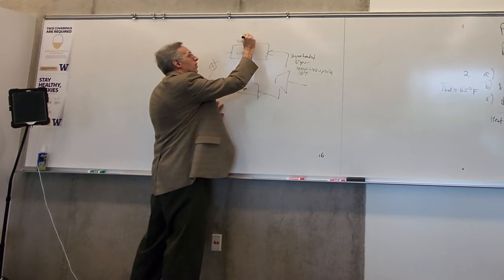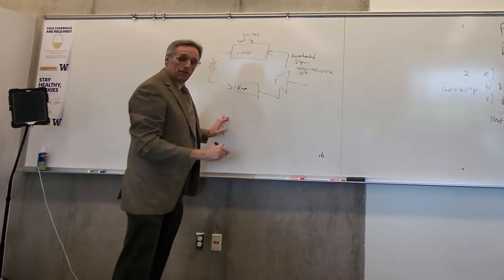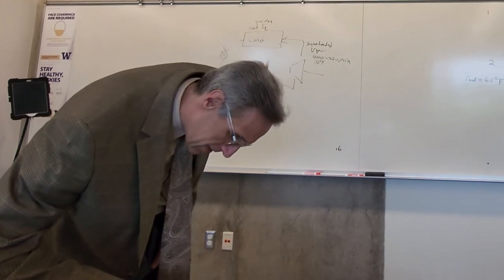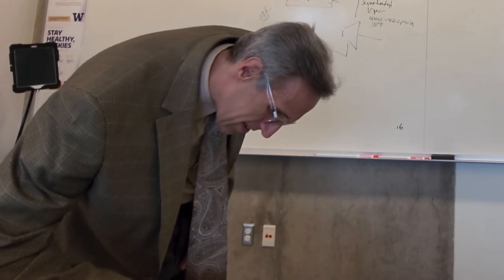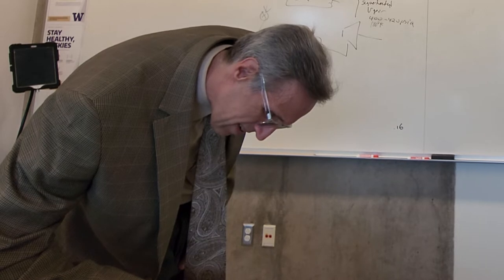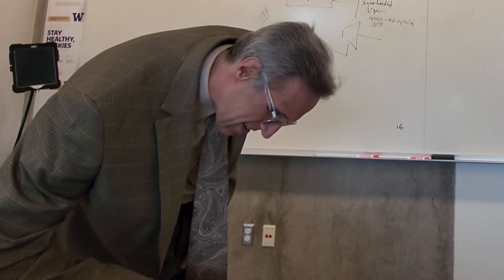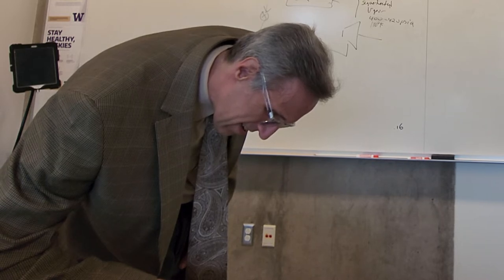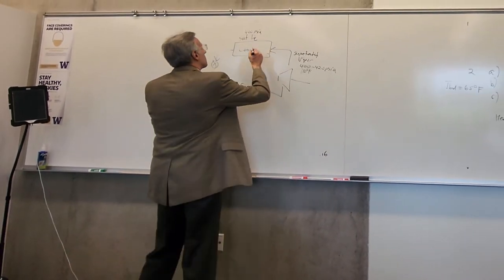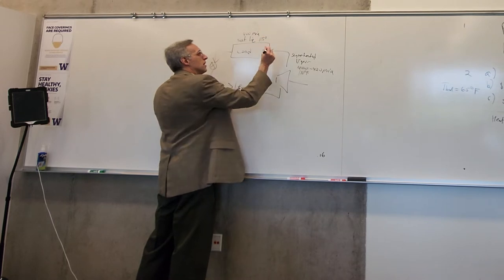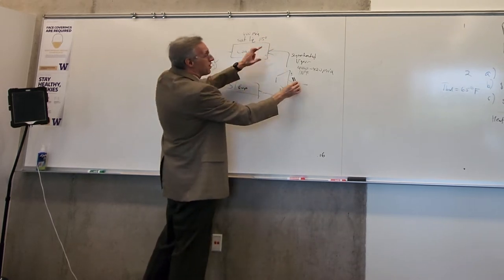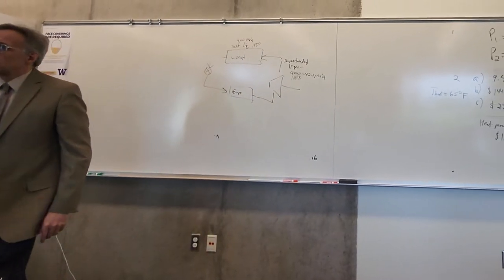But when you get into the condenser, you're going to be saturated liquid, 100 psi. And for that, you're going to be at 115 degrees. So you've got a spread of 180 over 115 degrees.